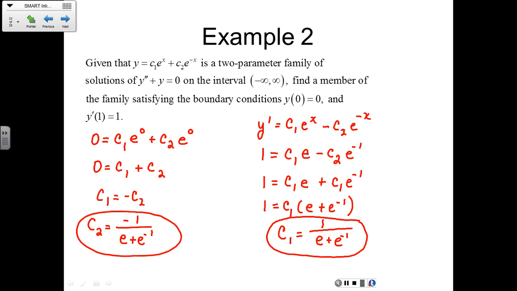That's a lot of writing, so I'm not going to write those out as your solution. But what would you do? How would you write this? I will. My special solution will be y equals. There's your C1.